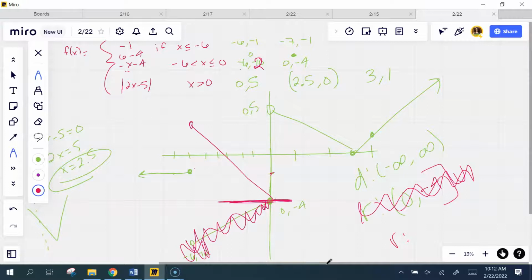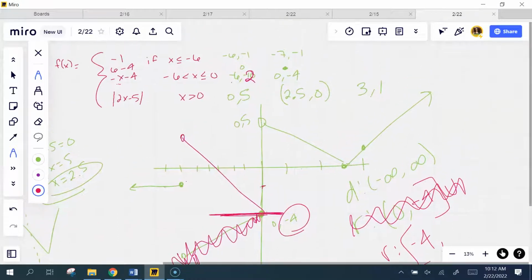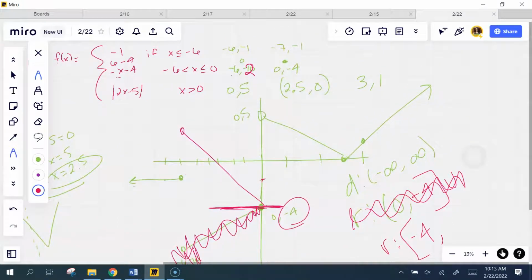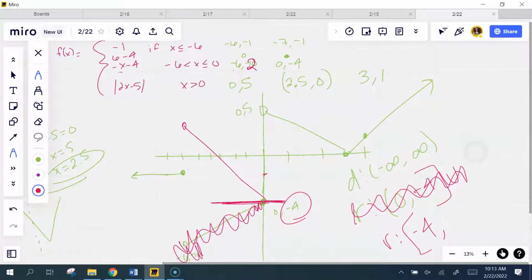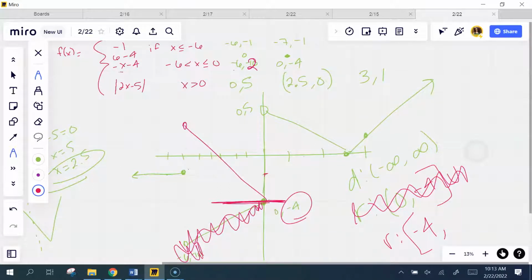Now what's the range? The bottom is, what's that point? -4 up to what? Right? What's the lowest the graph ever goes? -4. Then it goes up to what? This point, what is this point? This point is 6, 2.